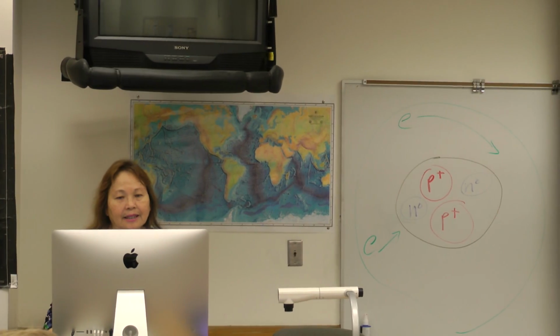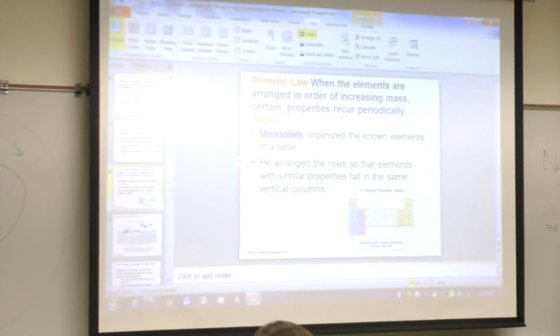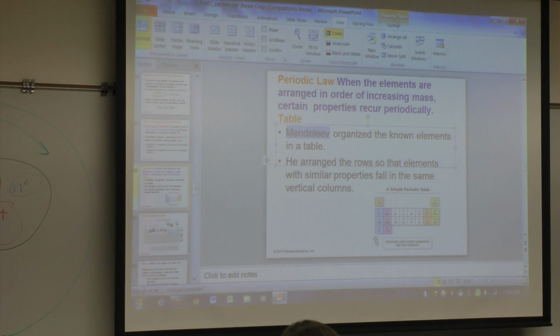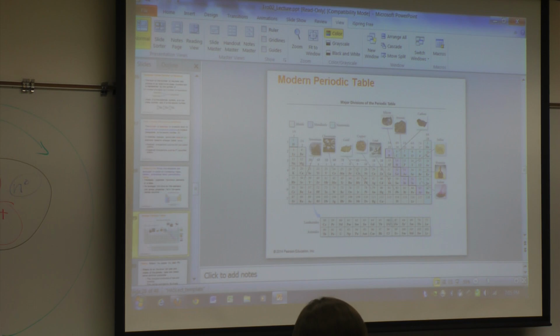Therefore, Mendeleev organized a table that put lithium, sodium, potassium together, because they all had similar chemical and physical properties. He arranged the elements in the vertical columns in order of increasing mass so that the properties would recur periodically. And so here's a more modern periodic table.